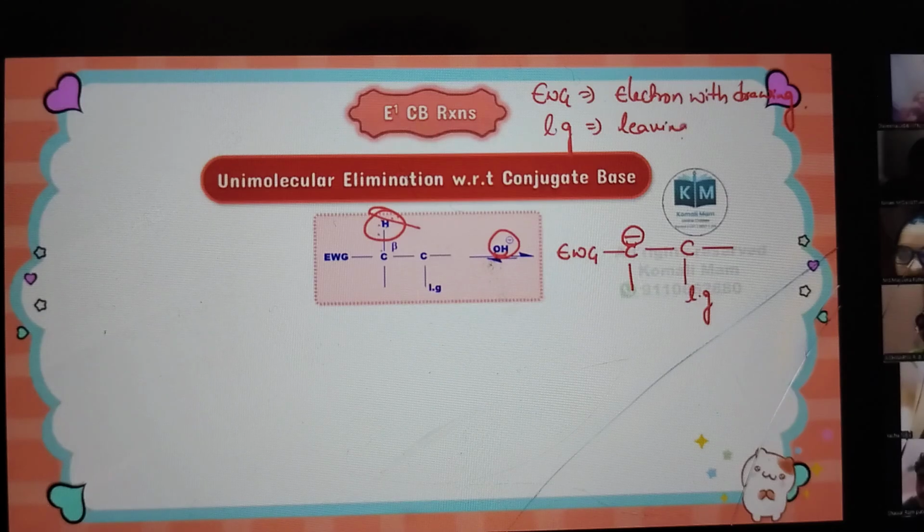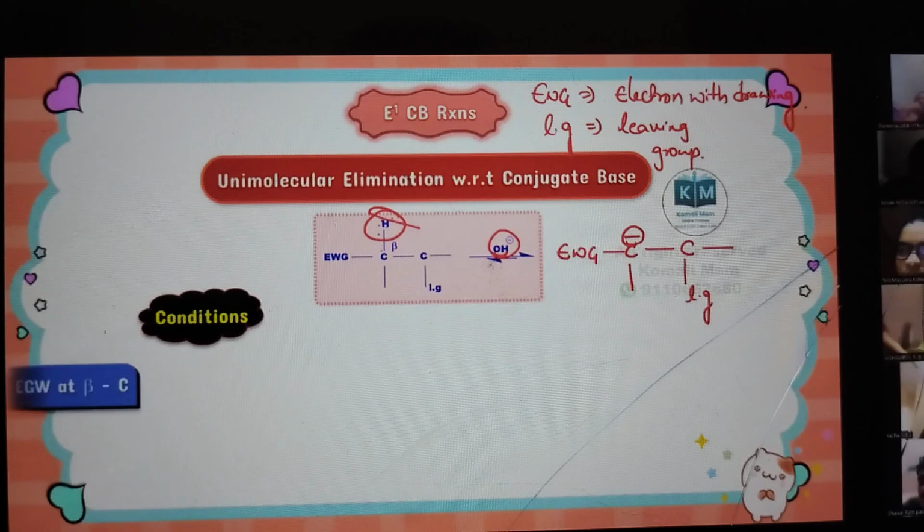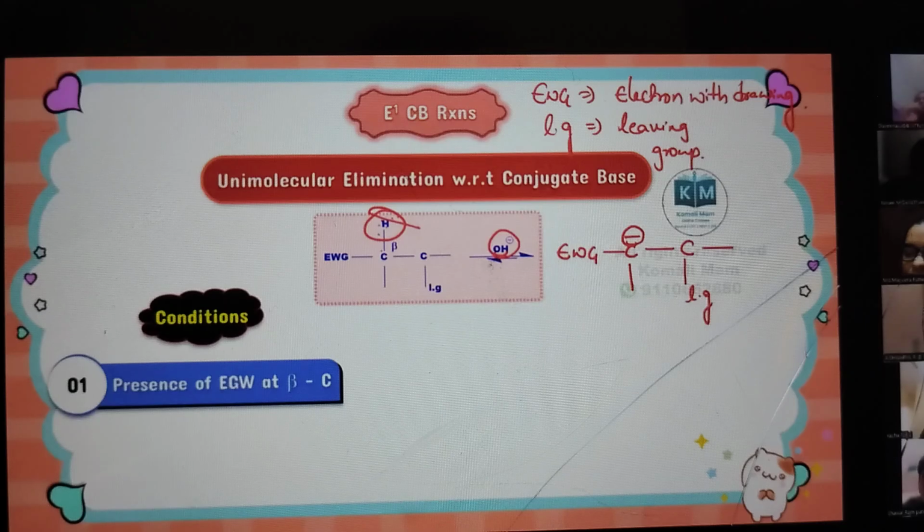In every case the leaving group should be a good leaving group. Any leaving group favors E1, but a poor leaving group is good for an E1CB reaction. If the leaving group is poor, it is a faster E1CB reaction because of the presence of an electron withdrawing group. Why? Because with an electron withdrawing group at the beta carbon, what will happen? What do you mean by beta carbon? The leaving group connected carbon is the alpha carbon. The next carbon is the beta carbon. To the beta carbon, the electron withdrawing group must be connected.